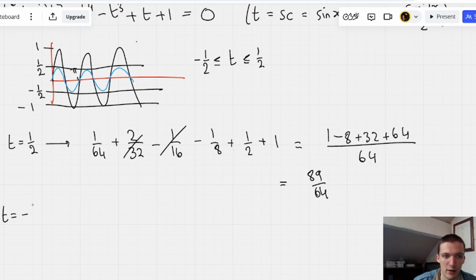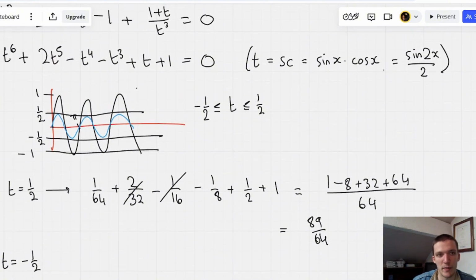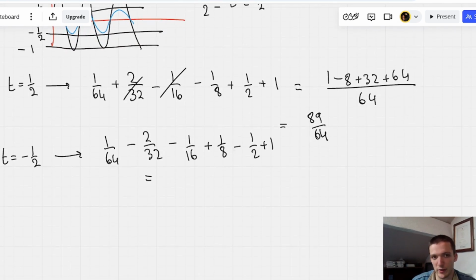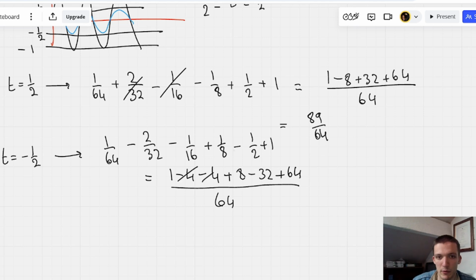What about t is minus 1/2? Well, we're just going to flip the sign on a few of these with odd powers. So we're going to get 1 over 64 still, minus 2 over 32, minus 1 over 16, plus 1 over 8, minus 1/2, plus 1. And that's going to equal, again putting a denominator of 64 in everything, 1 minus 4 again, plus 8 minus 32 plus 64, over 64. Minus 4 plus 8 cancel out. 64 minus 32 is 32, plus 1 is 33. That's 33 over 64.